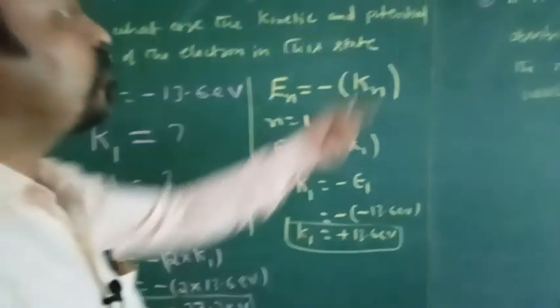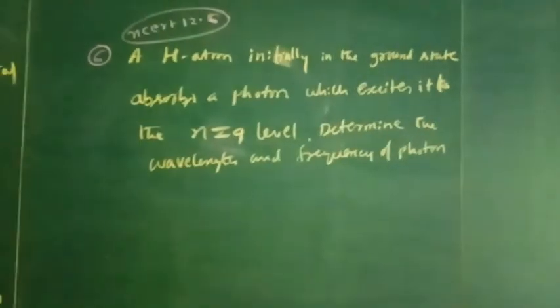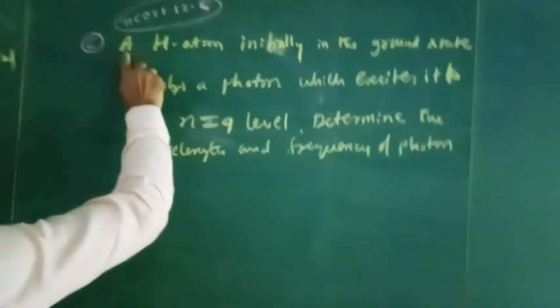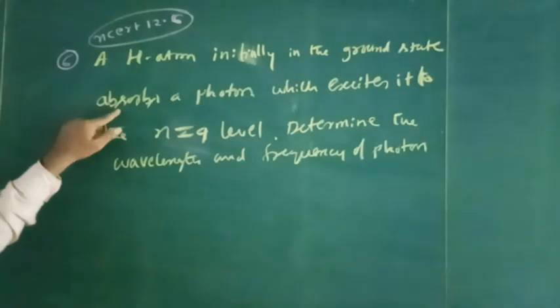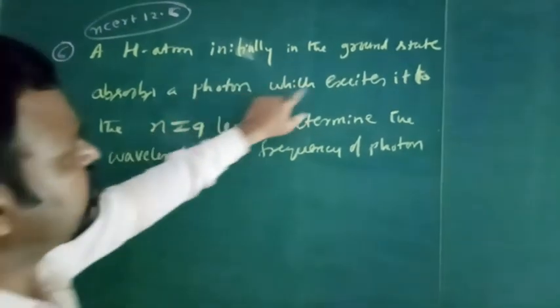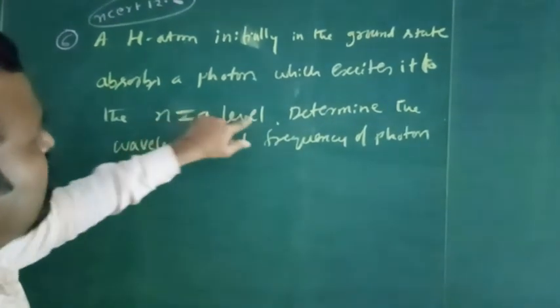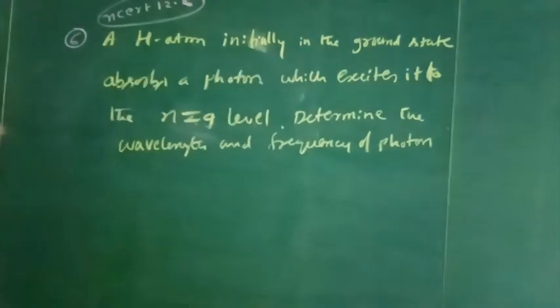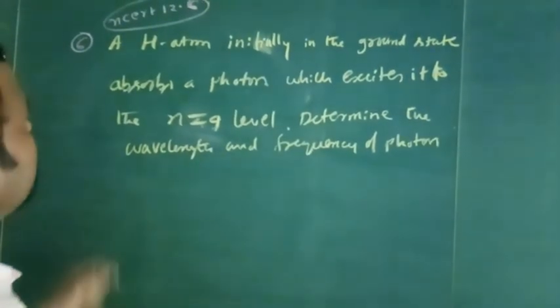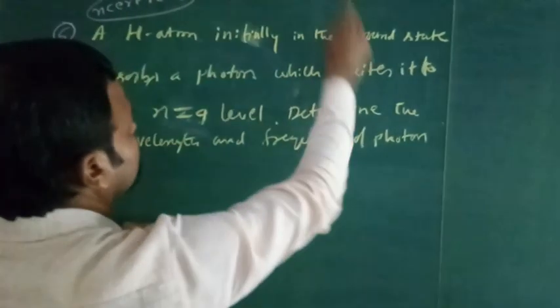Next, come to the other type of problem, the 6th problem in the hydrogen chapter. A hydrogen atom initially in the ground state absorbs a photon which excites it to the n equal to 4 level. Determine the wavelength and frequency of the photon. Remember, one hydrogen atom is given. Initially, the electron is in the ground state.